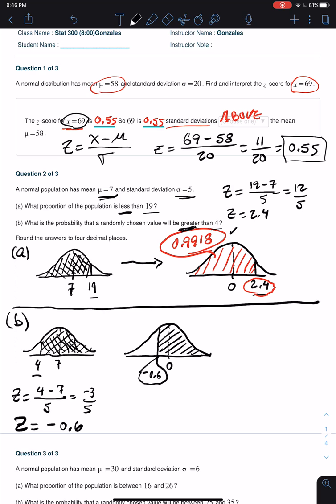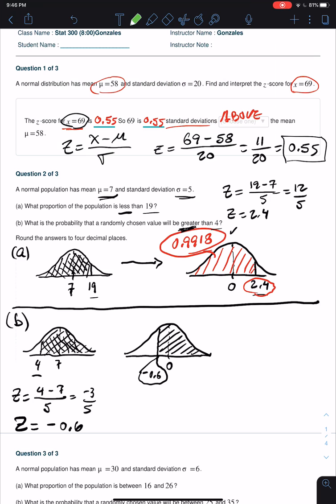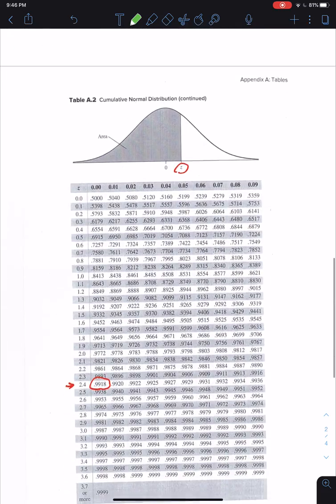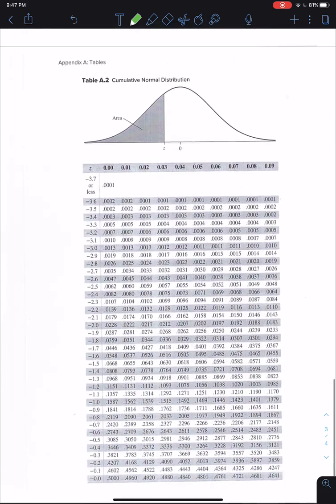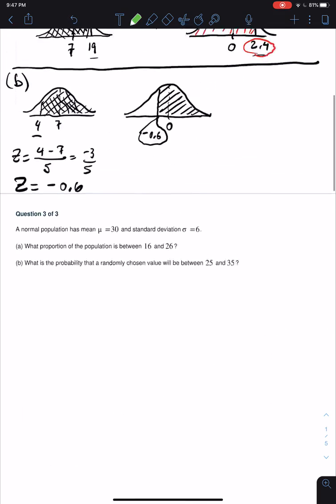Okay, we need to go to our table. Let's use some green for this one. So we need to go to the negative z table, and we're looking at negative 0.6. Let's go down there, negative 0.6. There it is, negative 0.6, and there isn't any more to it. So you're going to use the 0, 0 because it's negative 0.60. Negative 0.6 is right there. So this is 0.2743.